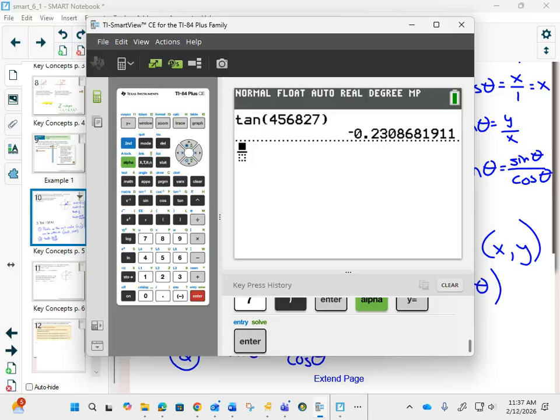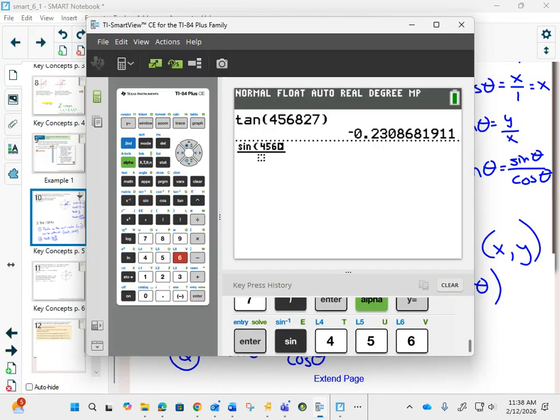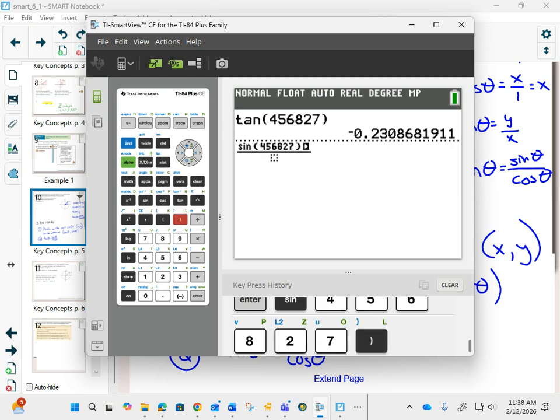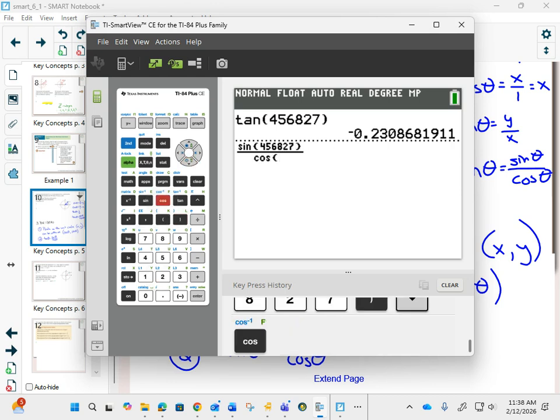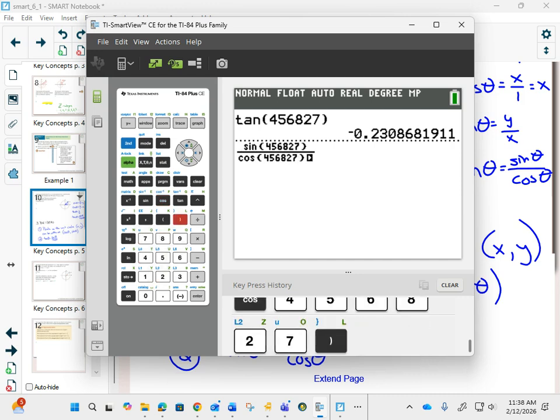And now, pick up my fraction button. On the top, I'm going to write sine 456,827. On the bottom, I'm going to write cos 456,827. They are exactly the same. Either I'm a magician, or this is actually a big idea. This will work.